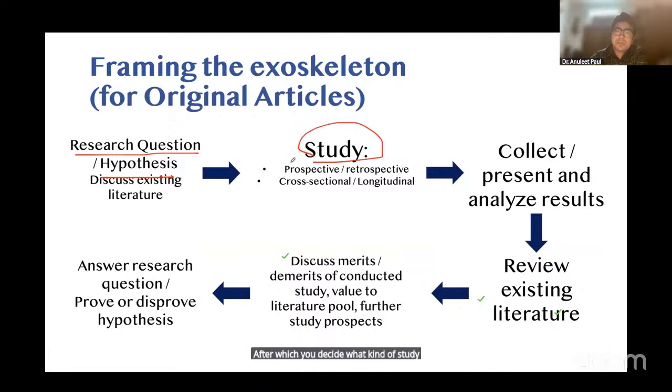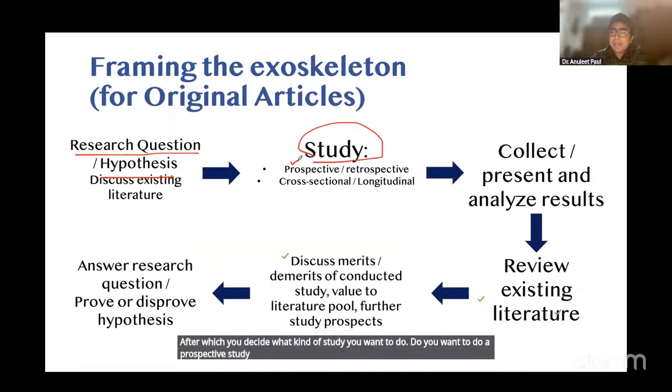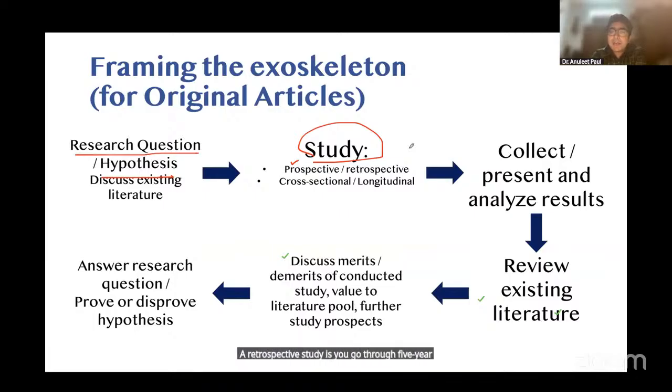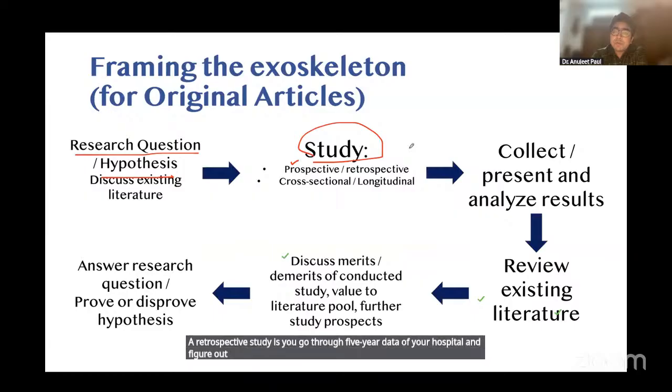Do you want to do a prospective study? That is, decide on certain people and then decide, for example, you want to take patients who smoked and patients who did not smoke and include them in the study, and then decide which patients develop lung cancer. So that's a prospective study over 5 years. A retrospective study is you go through 5-year data of your hospital and figure out how many people are smokers and how many people are non-smokers, and find out how many people did develop lung cancer over 5 years.